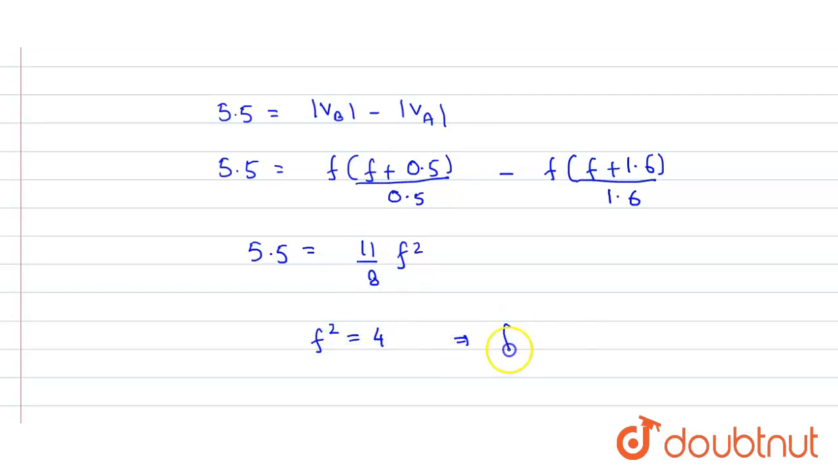That means our focal length would be equal to what? It would be equal to 2. And the unit is feet. 2 feet would be the focal length.